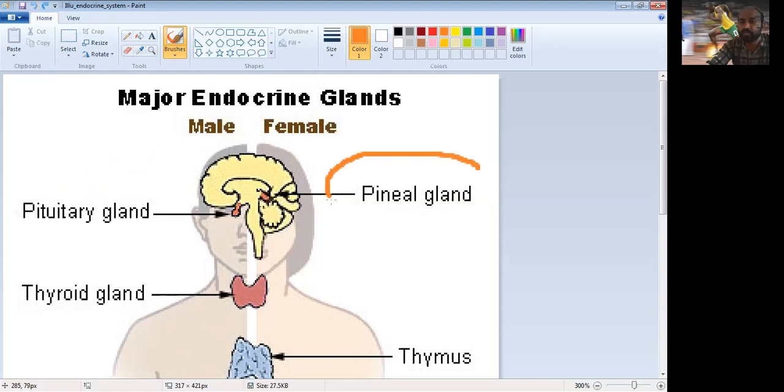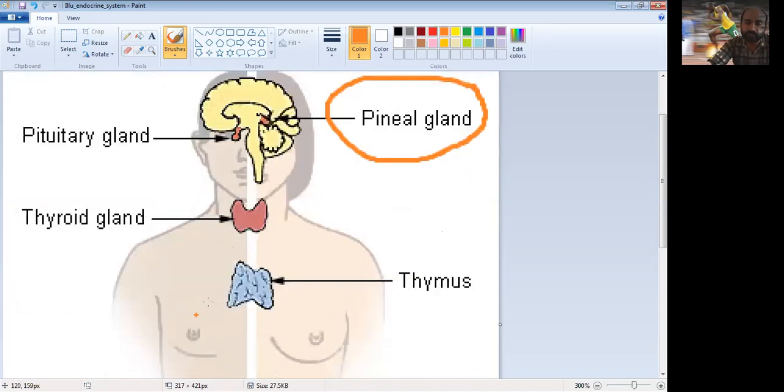Then the next one is the pineal gland. I told you that the pineal gland secretes a special hormone called melatonin. Melatonin is also called the hormone of darkness, because it gets secreted 10 times higher during the darkness or night time. Because of that, your body feels like sleeping. So the sleepiness effect is created by the melatonin hormone released by the pineal gland. Okay, fine. Then the next one is the thyroid gland.